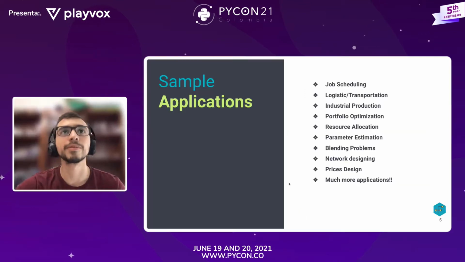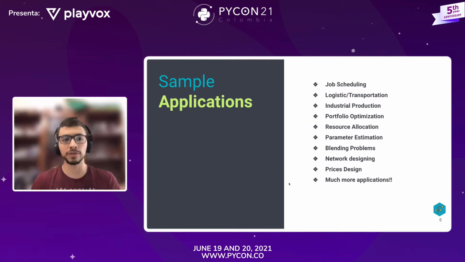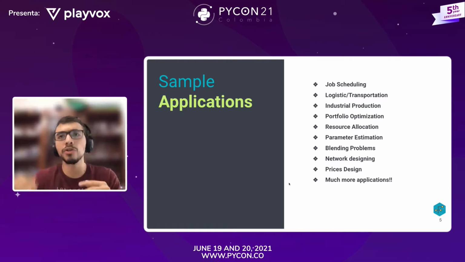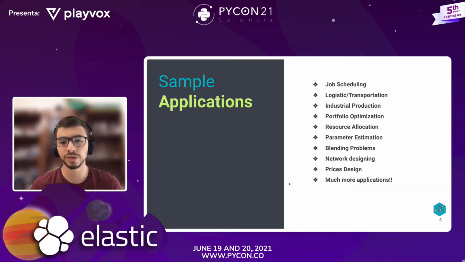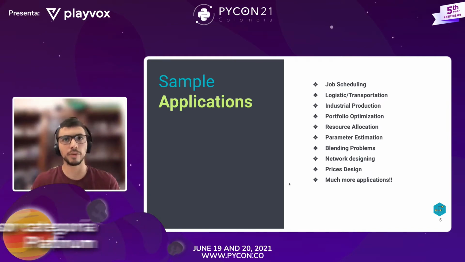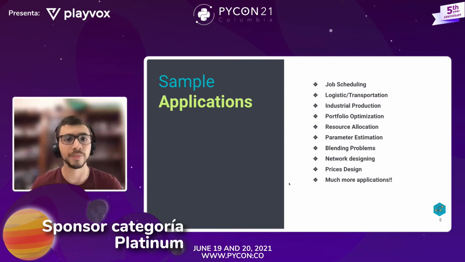Okay, let's continue. What are some sample applications that Pyomo can help you with? Here I have some examples, but there are many more. Some of them are, for example, job scheduling, when you need to schedule how machines should make a product and so on. That could help you there. Also logistics and transportation, optimization of paths and many related things, industrial production, portfolio optimization, and many others.